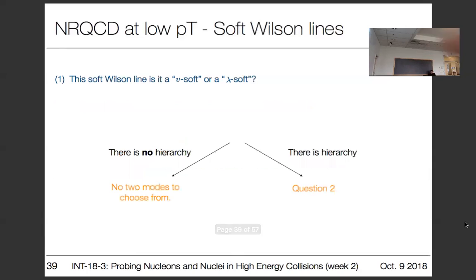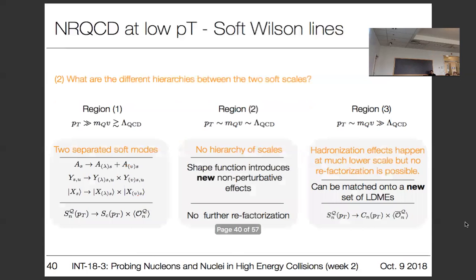Regarding the first question, either there is no hierarchy, so there are not two soft modes, only really one soft mode, or there is a hierarchy, and that pushes me to question number 2. I thought these three hierarchies are interesting, although in principle you can have many others. I'll start with the one where pT is much larger than MQ. In that case, I have two distinct soft modes. The soft gluons split into the SCET soft and the NRQCD soft, which means that this Wilson line would just be a product of these two terms.